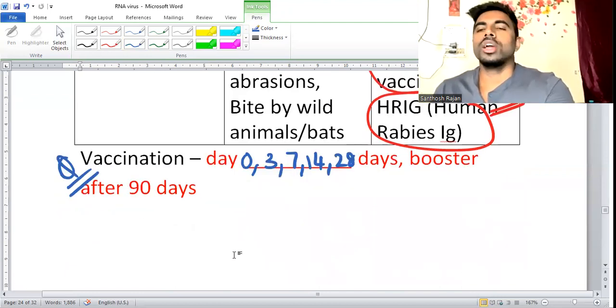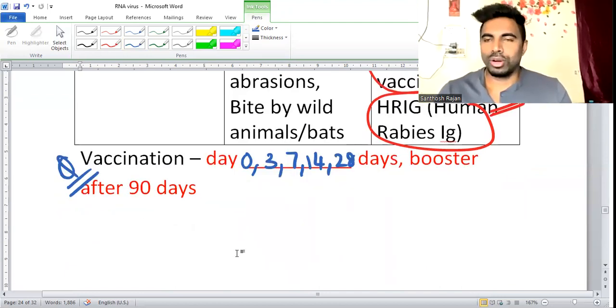So these are the treatments. We are done with rabies. Now a few more picornaviruses are left in RNA viruses. We are going to talk about picorna in the next one. That would be the last virology.